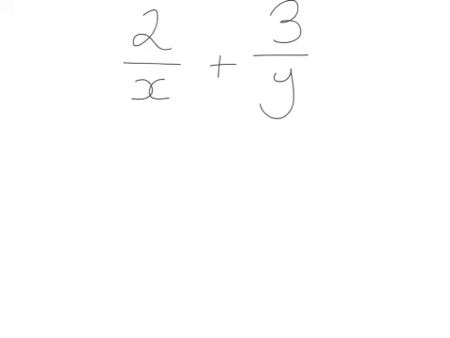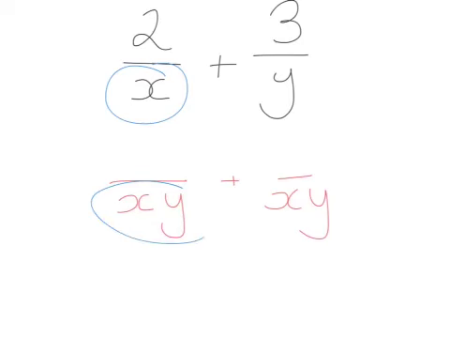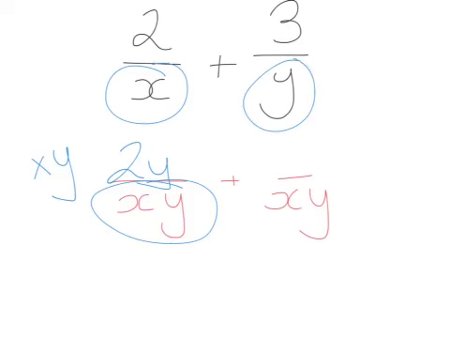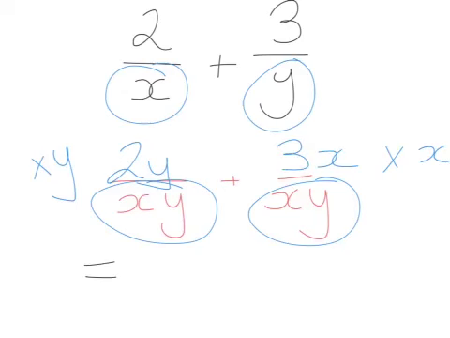Okay, now we've got some more involved numbers and single letters. So we have 2 over x plus 3 over y. Again, I'm going to make my bottoms xy by multiplying them together. How did I go from x to xy? I multiplied by y, so 2 times y is 2y. How did I go from y to xy? I multiplied by x, 3 times x, 3x, giving me a final answer of 2y plus 3x over xy.